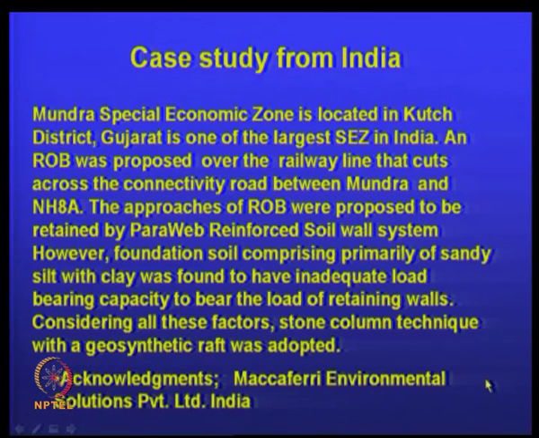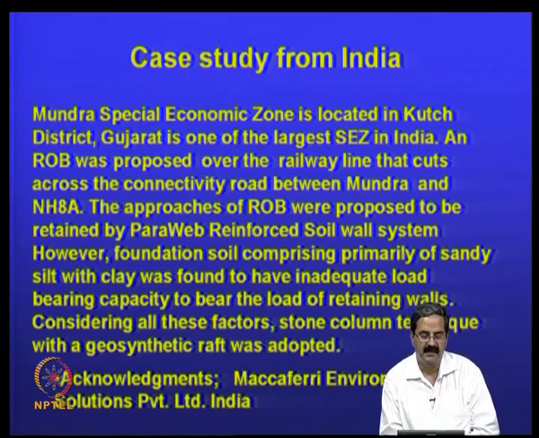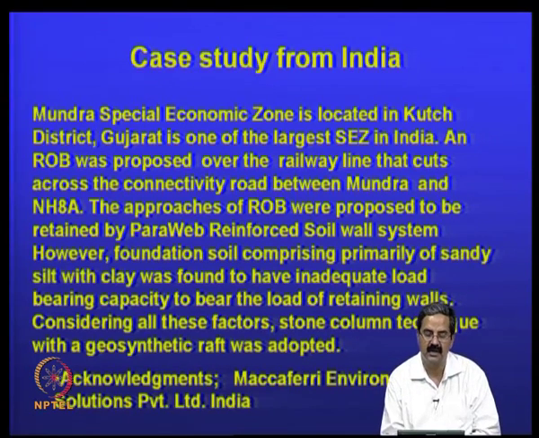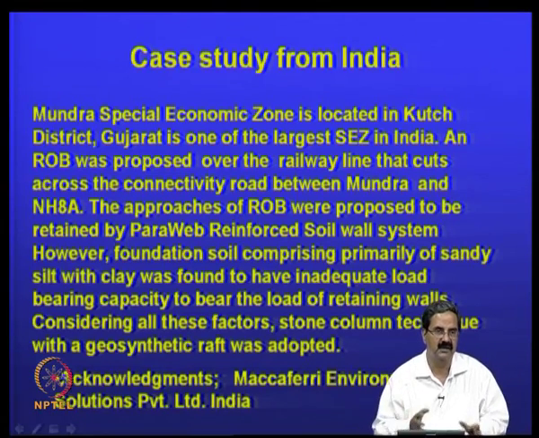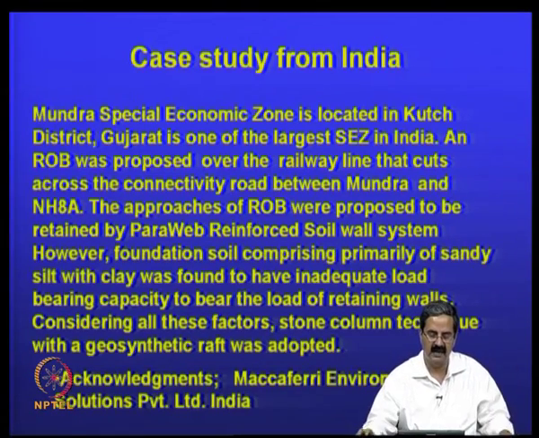Okay. There is another case study that I would like to highlight from India. Of course, we have many case studies in India, and for example, this is in Gujarat, where they are trying to have a special economic zone, and the soil was very soft there in Kandla Port Trust. A ROB, a road over bridge, was supposed to be constructed, and the soil had poor bearing capacity. So what they did was use a stone column technique along with a geosynthetic raft. You have stone columns, and then a geosynthetic raft at the top.